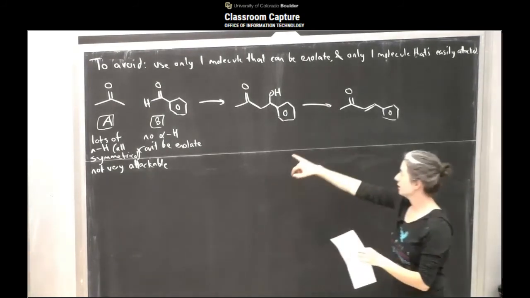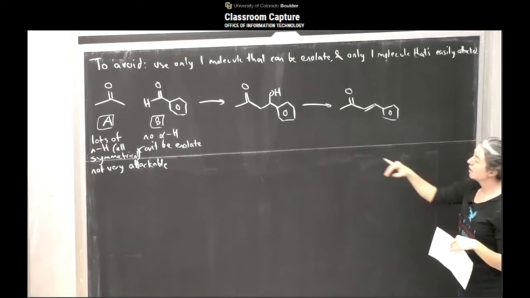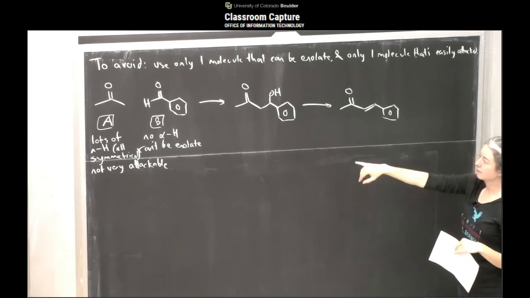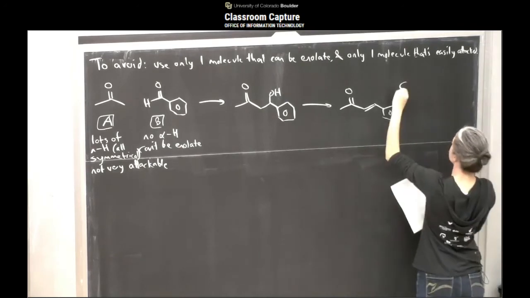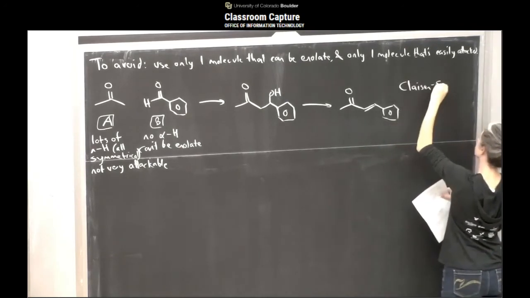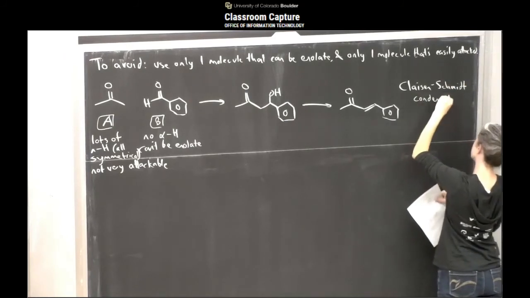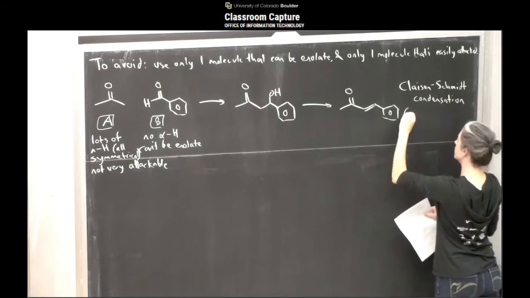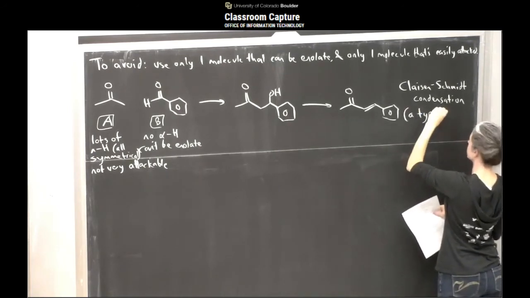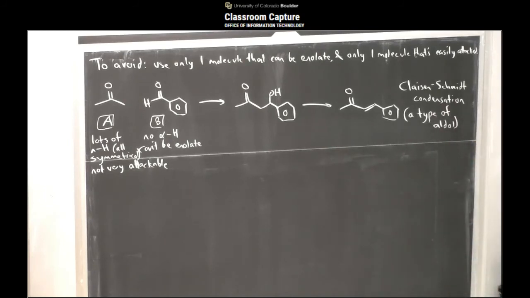Okay, so doing things in this way, where we're limiting the options for both molecules and they both have clearly defined roles, actually ended up being enough of a big deal that the people who discovered how to set this up had their names attached to it. So this is called Claisen-Schmidt condensation. But really, it's just a specific subtype of aldol. It's just a clever way of setting up aldol. So if you just call this aldol, that's fine too. Okay.